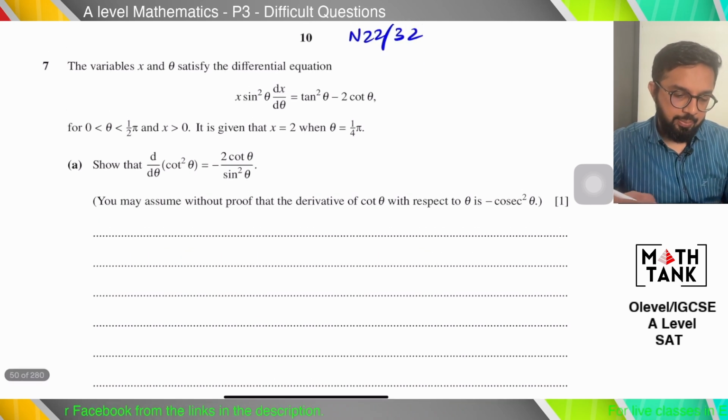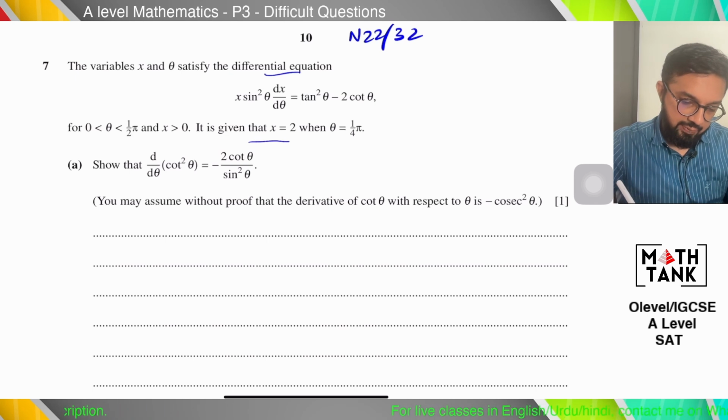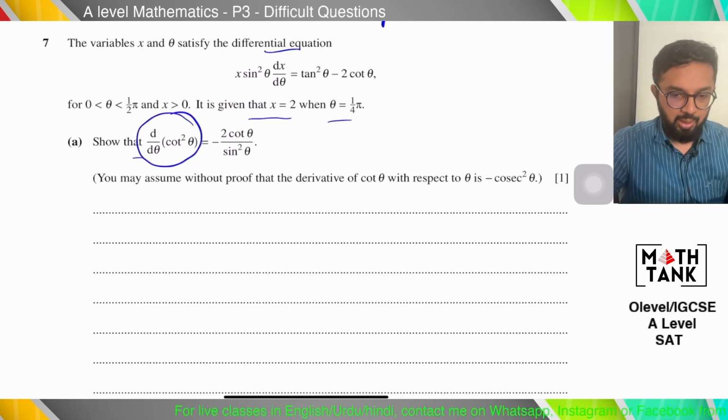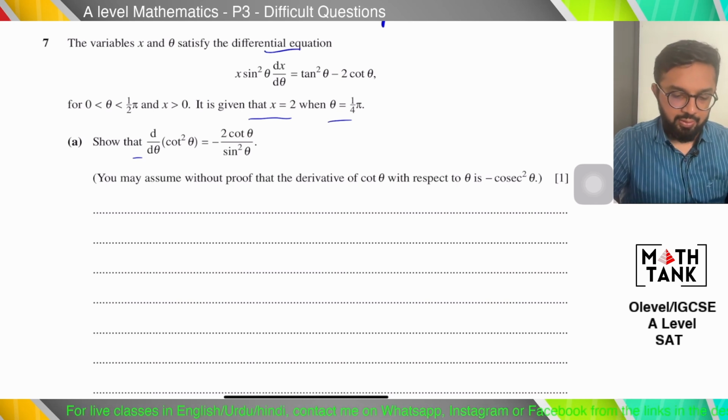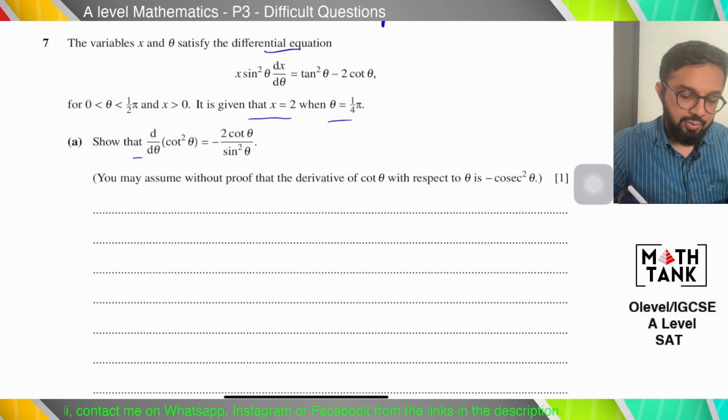Okay, the variables x and y satisfy the differential equation given. It is given that x equals 2 and theta equals pi over 4. Show that d over d theta of cot square theta. Now, I'm not asking you to do a differential equation right now. I'm just asking you to differentiate this. Basically, differentiate cot square theta.